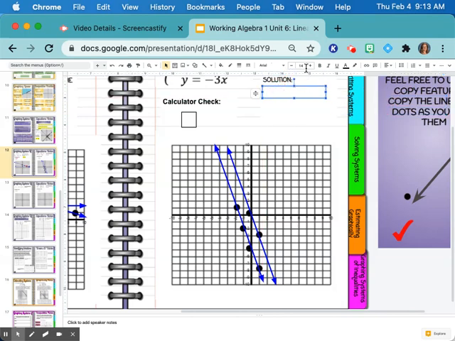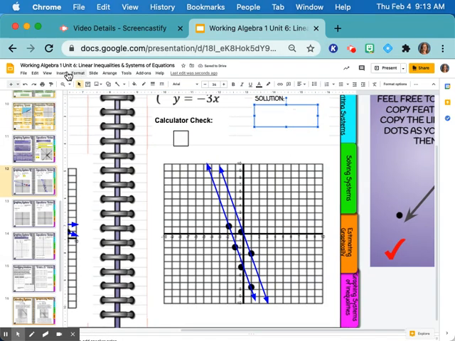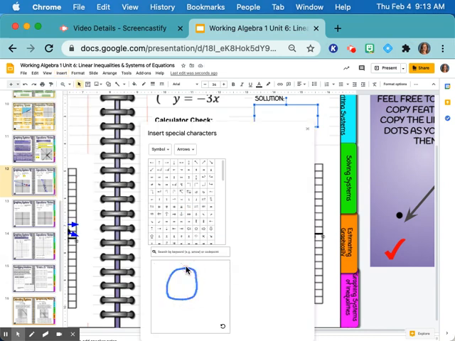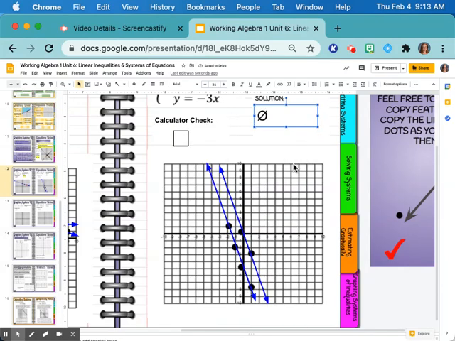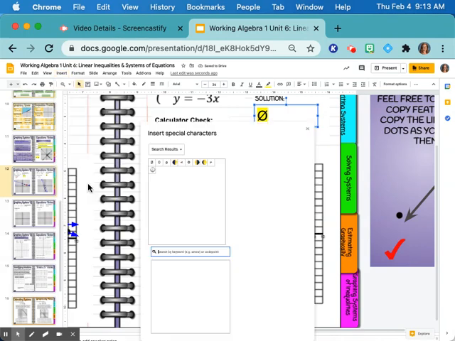We can insert a symbol for no solution. So go to insert, special character, and then draw it here. And there it is. No solution. So you draw it to be able to come up with it. Y'all see how I did that? Go to insert, special characters, and then down here in the little space, you can actually draw your symbol and it'll come up with some options. Oh, there's a heart.